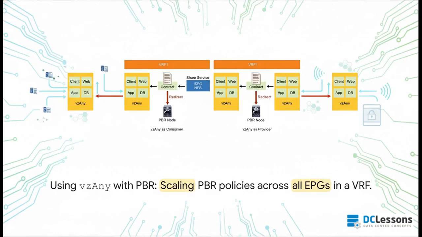The VZ-Any object, as we mentioned earlier, is basically a wildcard that means any EPG in a given VRF. So on the left, you can see a contract where VZ-Any is the consumer talking to a shared service. That means all EPGs in the VRF get their traffic sent to the PBR node. On the right, VZ-Any is both the consumer and provider, which means you can redirect all traffic between any EPGs through a firewall. This just massively simplifies how you manage your policies.